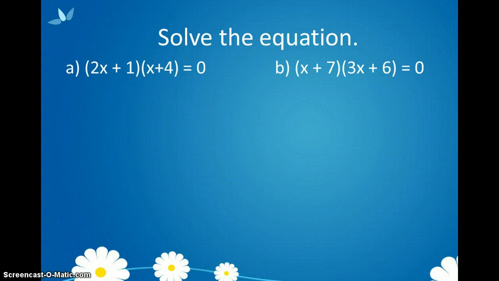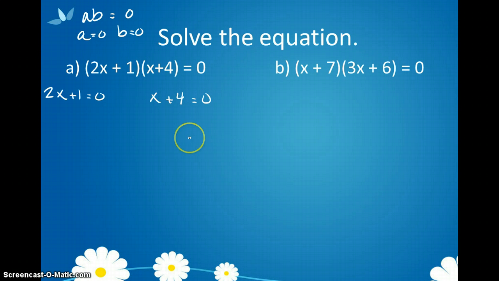So our first set of instructions is just to solve. We're going to solve this using the zero product property, which, as you may remember, is A times B equals 0, so either A equals 0 or B equals 0. So for us, all we'll need to do is set each of these, 2x plus 1 equals 0 or x plus 4 equals 0. From here, you're going to apply what you learned in chapter 3 about solving. So I'm going to subtract 1 and subtract 1. Then I get 2x equals negative 1. Then I'll divide by 2, and I have x is equal to negative 1/2.